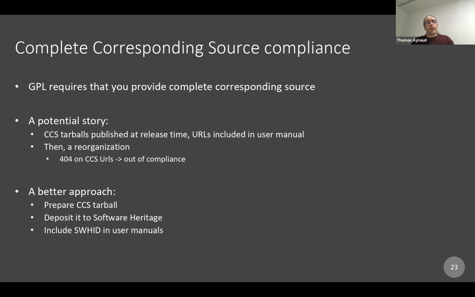Another usage of the SWHID is for the complete corresponding source compliance issue. If you are distributing software using the GPL license, it requires that you provide the complete corresponding source, all the sources that are used during the build process to build the software. You can put that in a tarball or on a GitHub repository of your own organization and put the link to that and get some sort of compliance.